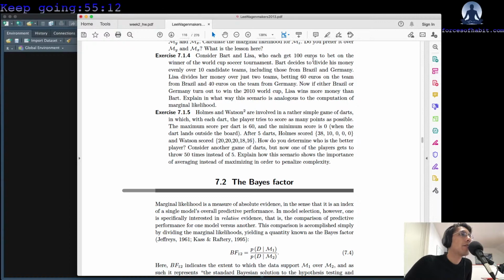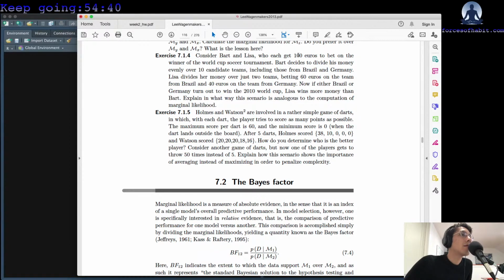So consider Bart and Lisa. They get some euros. Bart decides he wants to divide his money evenly. Evenly is key here. 10 candidates, teams. Lisa divides her money over 2 teams, so less broad. 60 on the one team, 40 to Germany. Lisa's going to win more money than Bart.